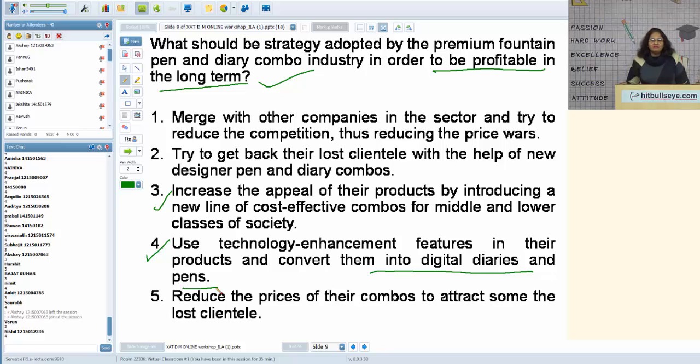Now fourth looks very appealing. Why does it look appealing? Because we can also compete with smartphones, Kindle and tablets by just enhancing the technology. But very importantly, we have to remember that the premium segment is not working for us. The rich society are not buying it. So we feel that if we enhance the technology and make it into digital diaries and pens. But guys, will digital diaries again be able to compete with Kindle and smartphones and tablets? Just answer this. Then again you will have to go on enhancing it till you come up with a very good smartphone.